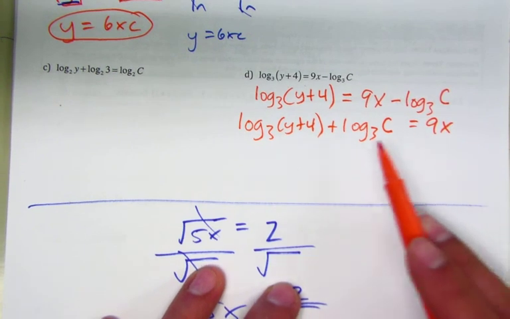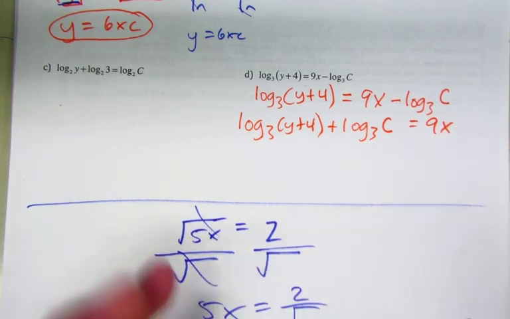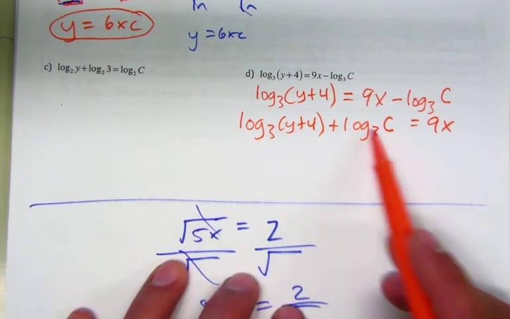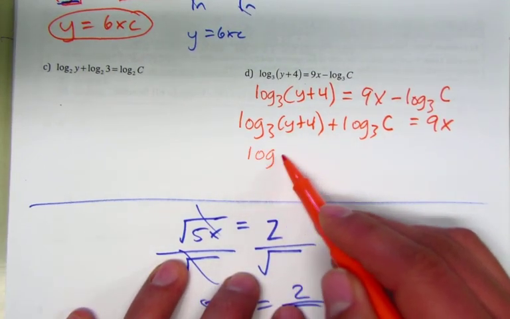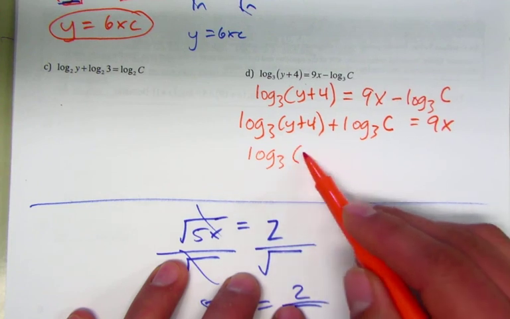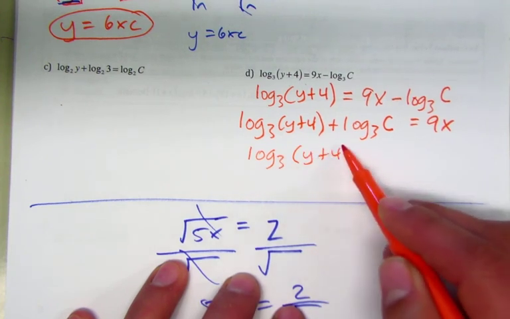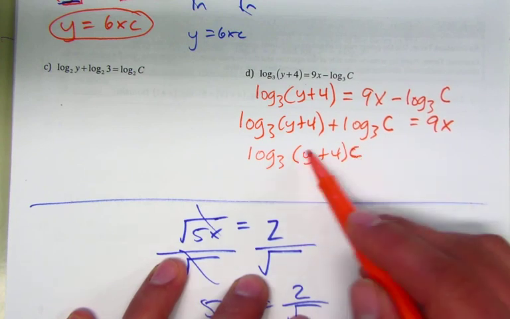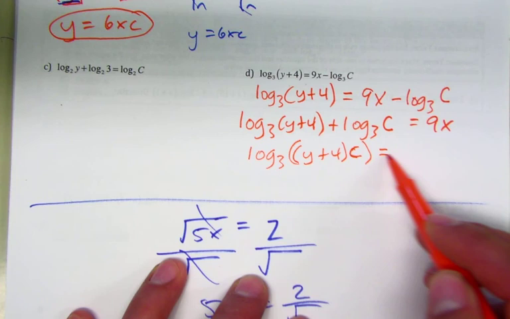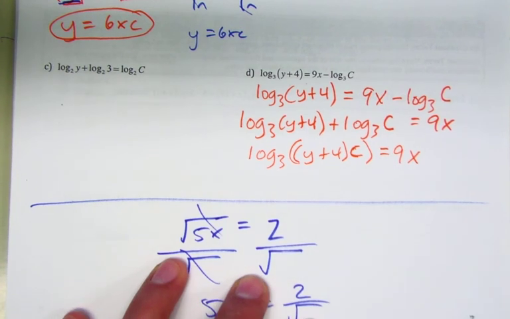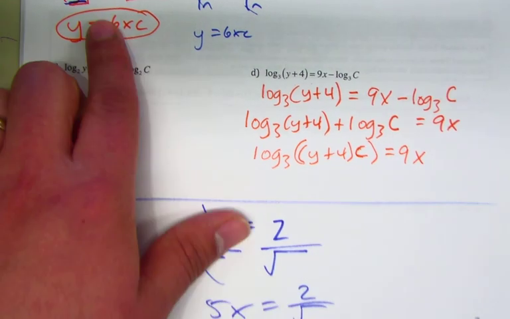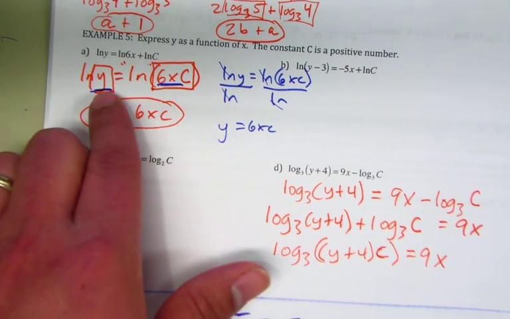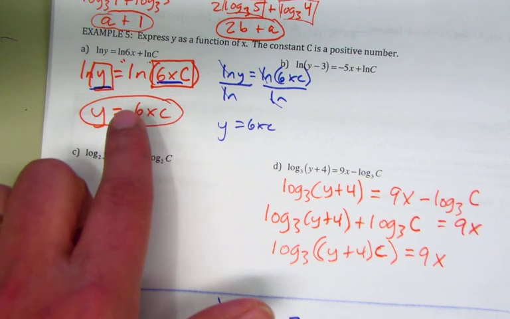It looks like we maybe just moved stuff but didn't get anywhere. But now that I have more than one log on one side, what could I do? You can multiply. So this will be log base 3 of y plus 4 times c. Does that make sense? Equals 9x. And this is actually a preview to where we're headed. So over here, we had a log on this side, a log on that side. We just said, oh, well, the two things on the inside got to equal each other. Otherwise, this doesn't make sense, right?